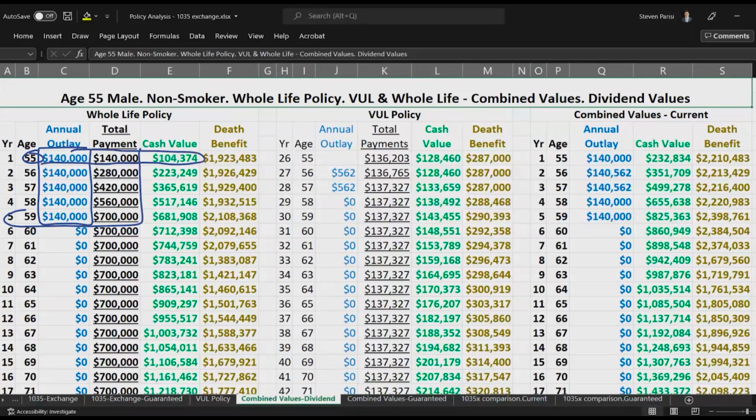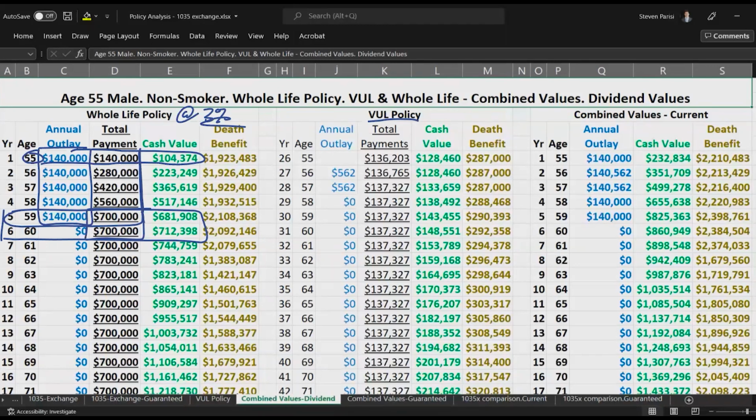Cash value is less typically than what we like to see up front based on the company selection and product selection. But as we look at this, break even between years 5 and 6. This is a post-7702 change. So the guaranteed rate is at 3% in this example. And then we've got the VUL policy.